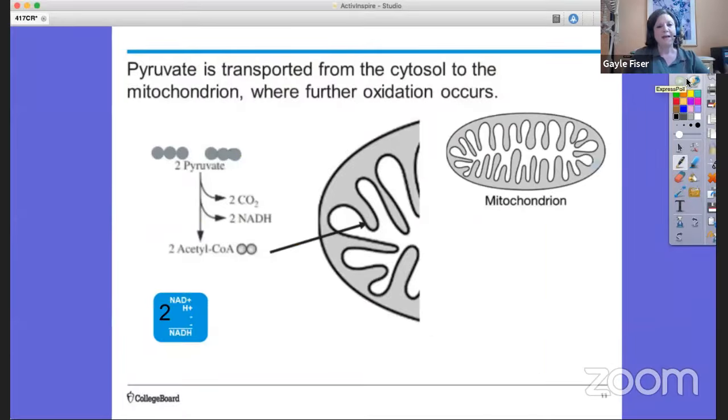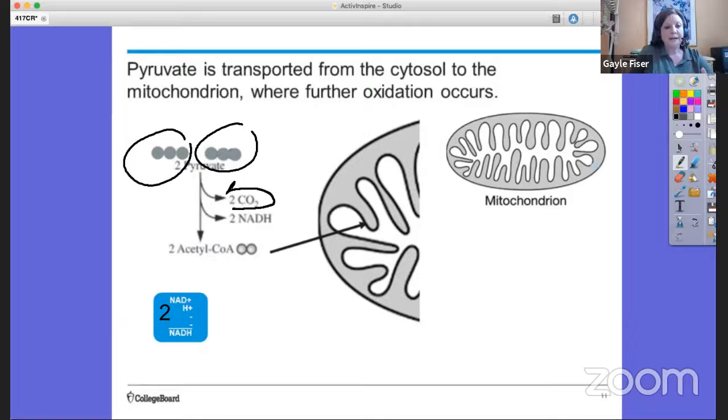All right, so pyruvate is transported from the cytosol to the mitochondrion where further oxidation occurs. So these are our 2 molecules of pyruvate that we just made in glycolysis. Now they can't get into the mitochondria without being actively transported in, but then a reaction is going to occur, and the products are going to be 2 CO2s released. Again, we're making 2 NADH, and now we have acetyl-CoA that can go into the Krebs cycle.